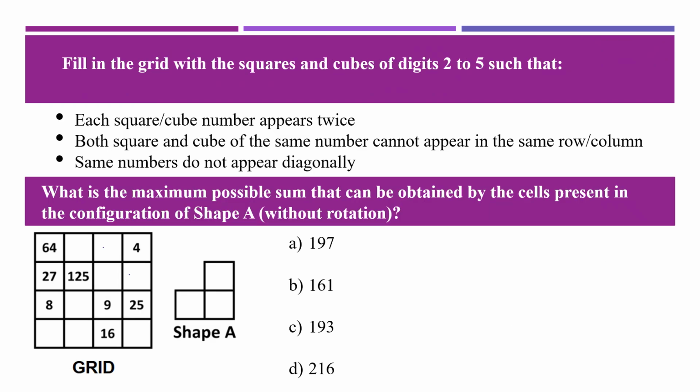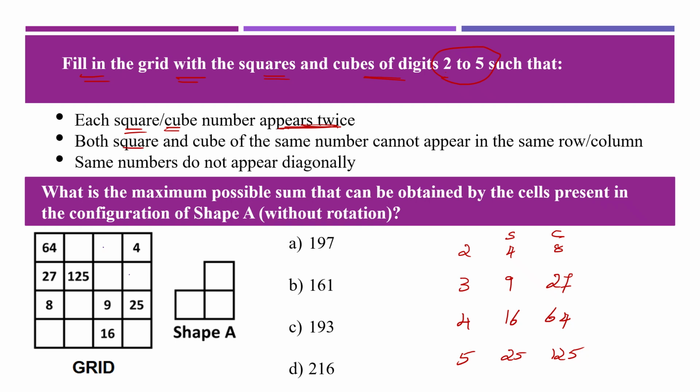Great. And the next question is, fill in the grid with squares and cubes of digits 2 to 5. So let's make a note of 2 square and cube, which is 4 and 8. 3 square is 9 and 27. And 4's, it's 16 and 64. 5, that's 25 and 125. Okay, so each square and cube number appears twice in the grid.